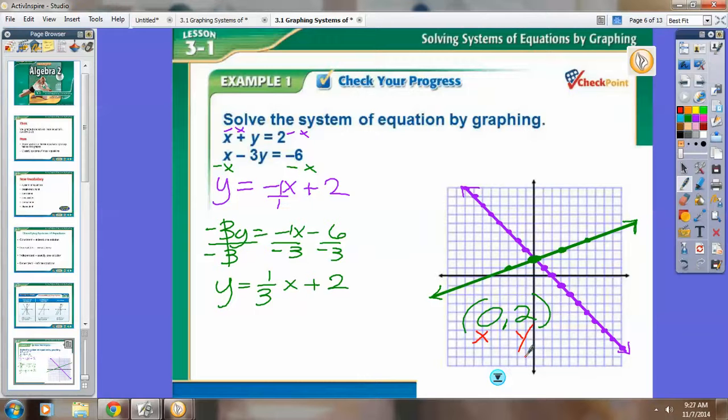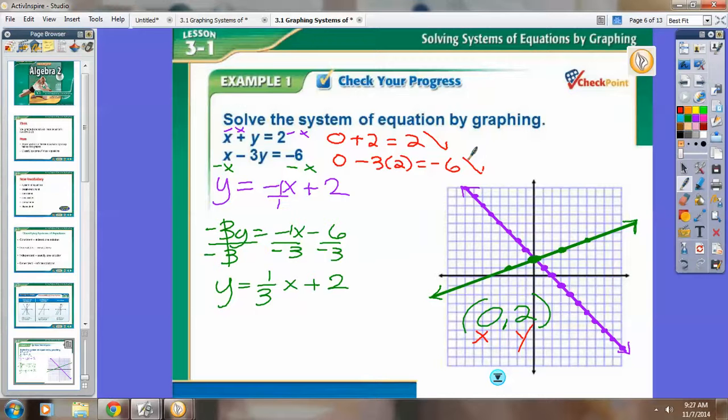So to use the first equation, I have 0 plus 2 equals 2. Is that true? Yeah. So it works in the first equation. I'm going to put a check mark to show that it checked out. Put 0, 2 into the second equation. 0 minus 3 times 2 equals negative 6. Is that true? Negative 3 times 2 is negative 6. It works.